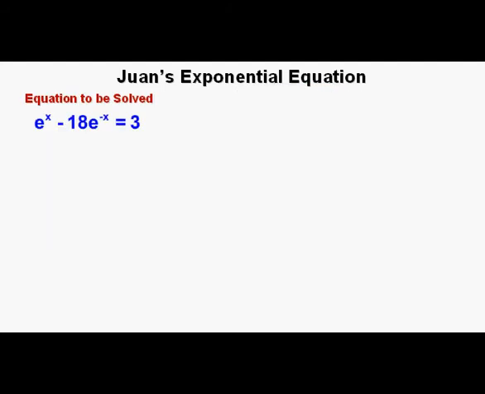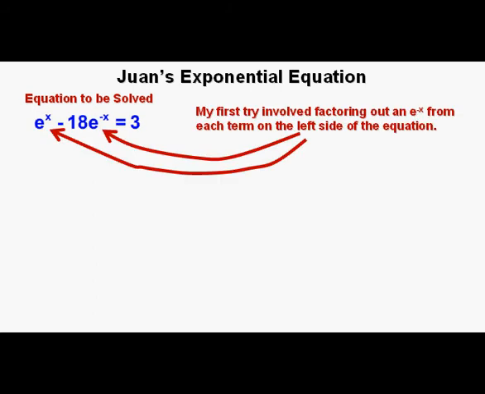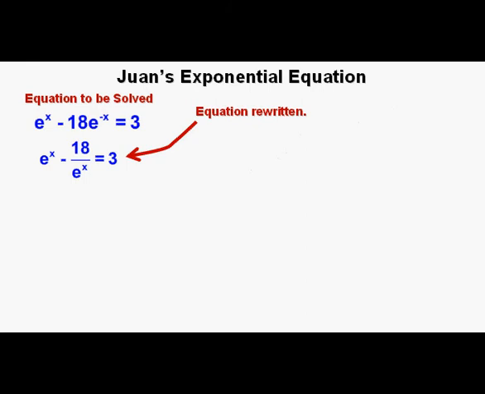Here's the equation, e to the x minus 18e to the negative x equals 3. In my first attempt on the problem, I factored out an e to the negative x power from both terms on the left side of the equation and worked it out from there. While I was eventually successful at solving the problem starting this way, I found that an easier way to do it would be to rewrite 18e to the negative x power as 18 over e to the x power. That's the rule of negative exponents. And here the equation is rewritten.